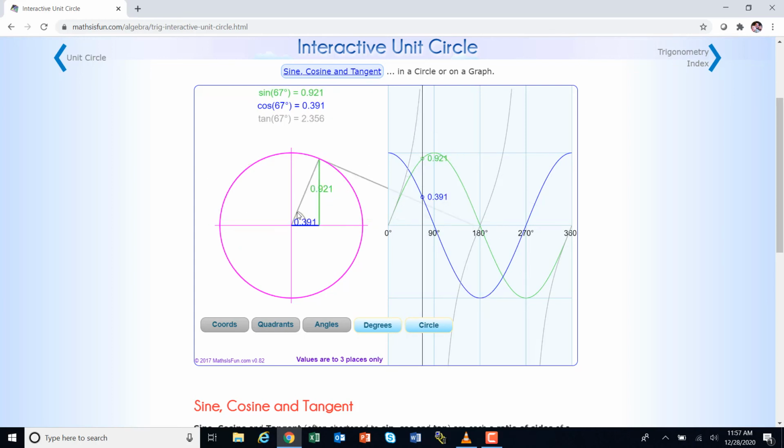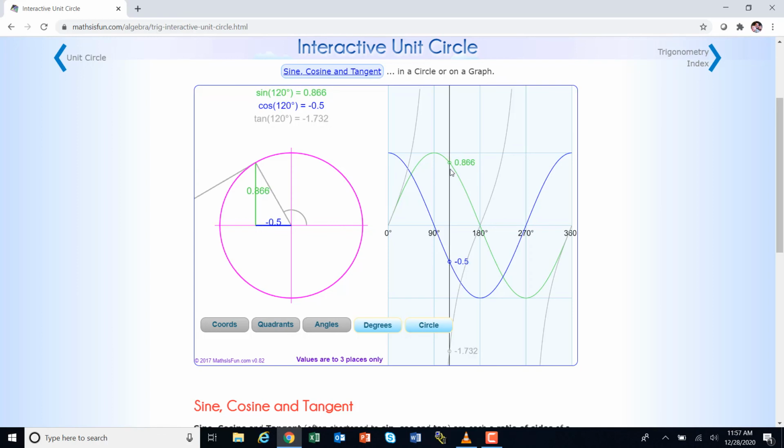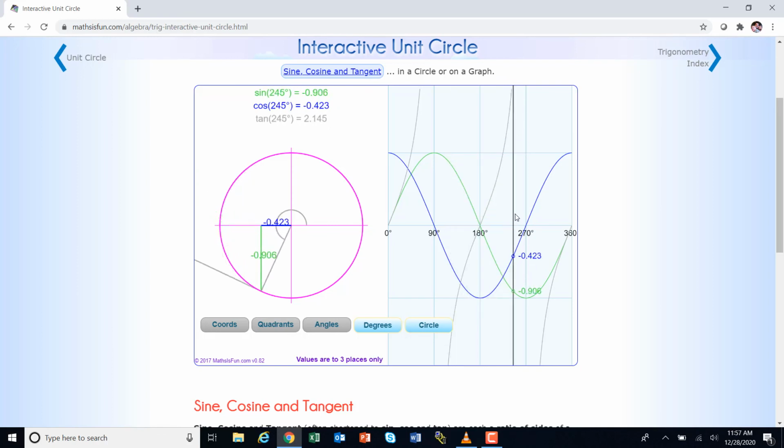So this is a good graphical demonstration of how the green, which is the sine, is increasing as the cosine, which is the adjacent blue, is decreasing. And then at this point they change. One starts increasing, the other starts decreasing, and you have your interactive unit circle.